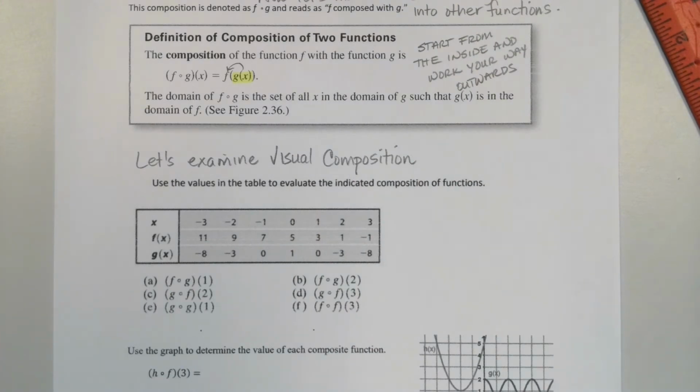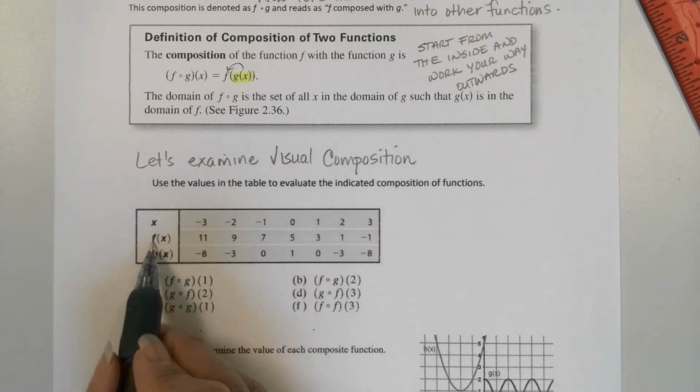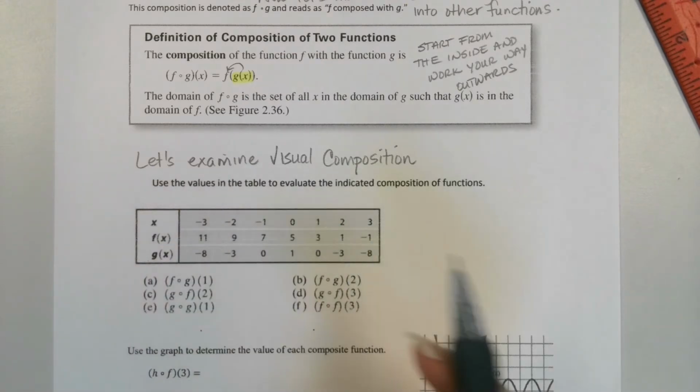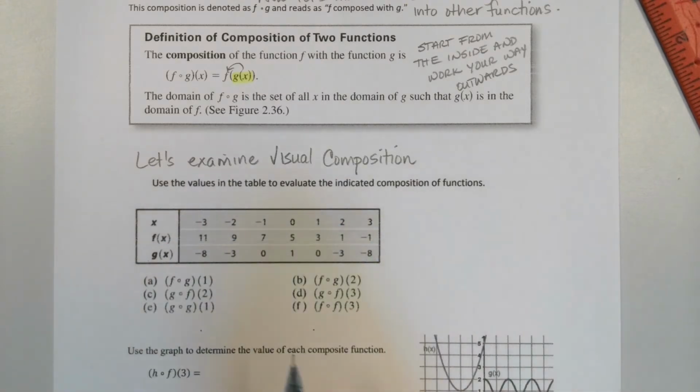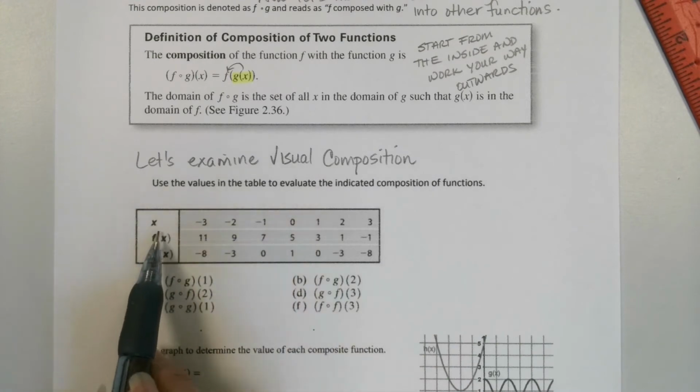So in this table, you're given 3 rows. The first row is the x value row. The second row is the f of x function row, and the g of x row is the last. What does this mean? I don't want you to just see this as a table of numbers. You need to understand the significance between these numbers. So basically what's happening is that I don't know what my f and g functions are.